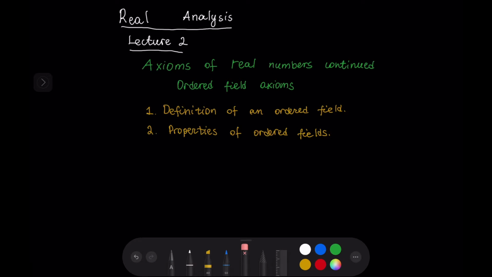So the definition of a field has been given in the previous video, which is linked down in the description of this video. So you can watch the previous video if you want to find out what is a field. In this video, we are going to define an ordered field, and we are going to state and prove some properties of ordered fields. And the reason why we talk about ordered fields is because the set of real numbers is an ordered field. So we want to understand what that means, and therefore we are going to discuss what is an ordered field.